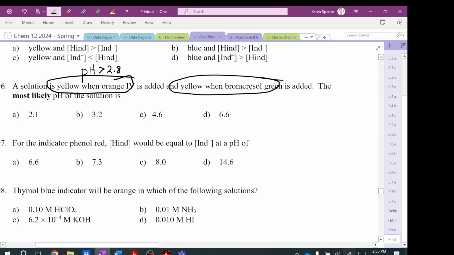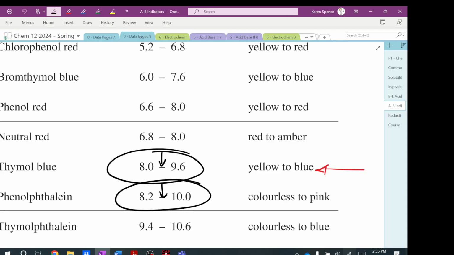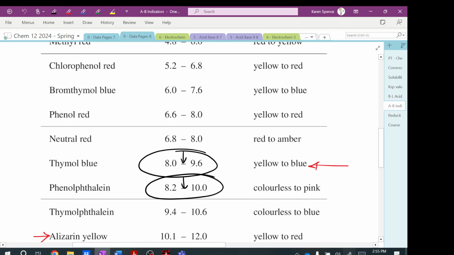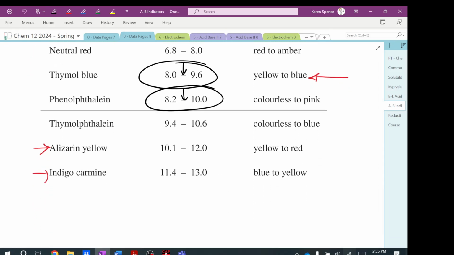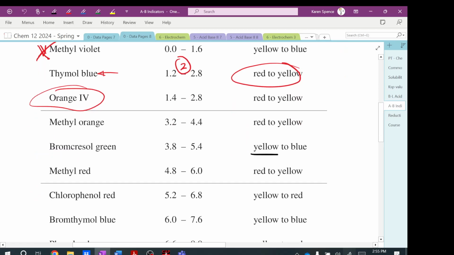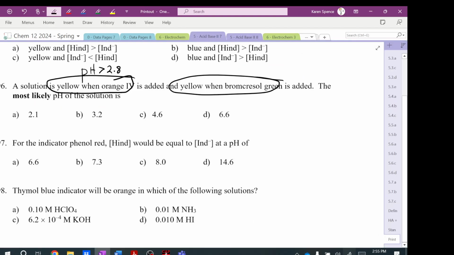Brom Cresol green is yellow. Where's Brom Cresol green? There it is. Brom Cresol green is yellow, which means that the pH is less than 3.8. So we are somewhere between 2.8 and 3.8. So that's going to be 3.2. Yes?